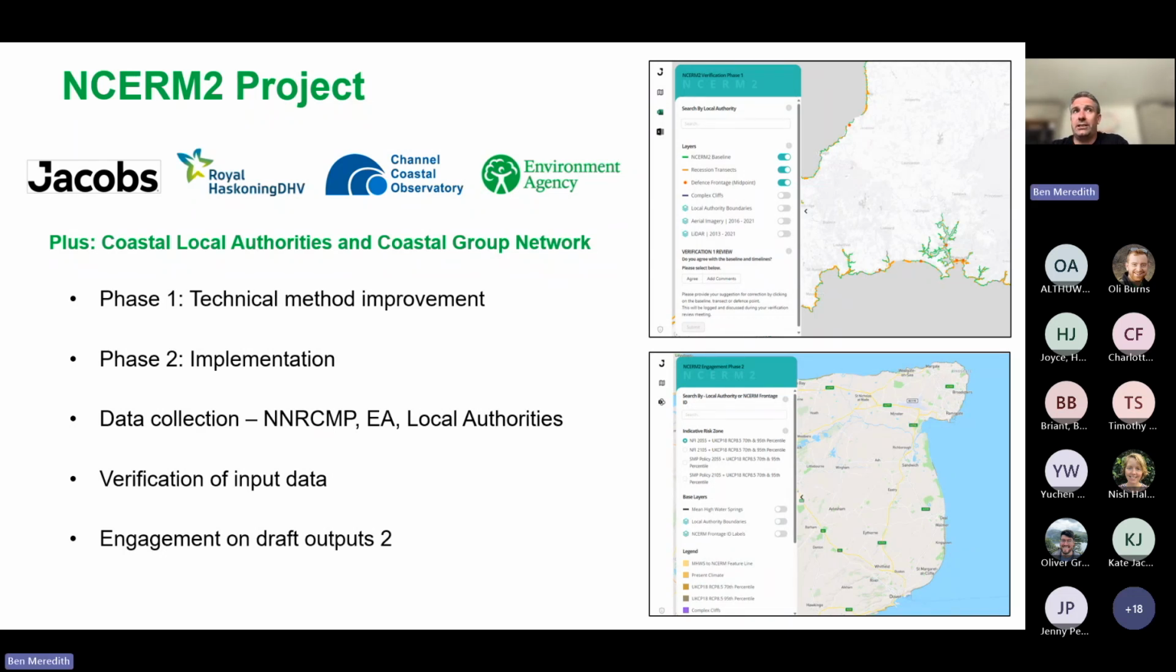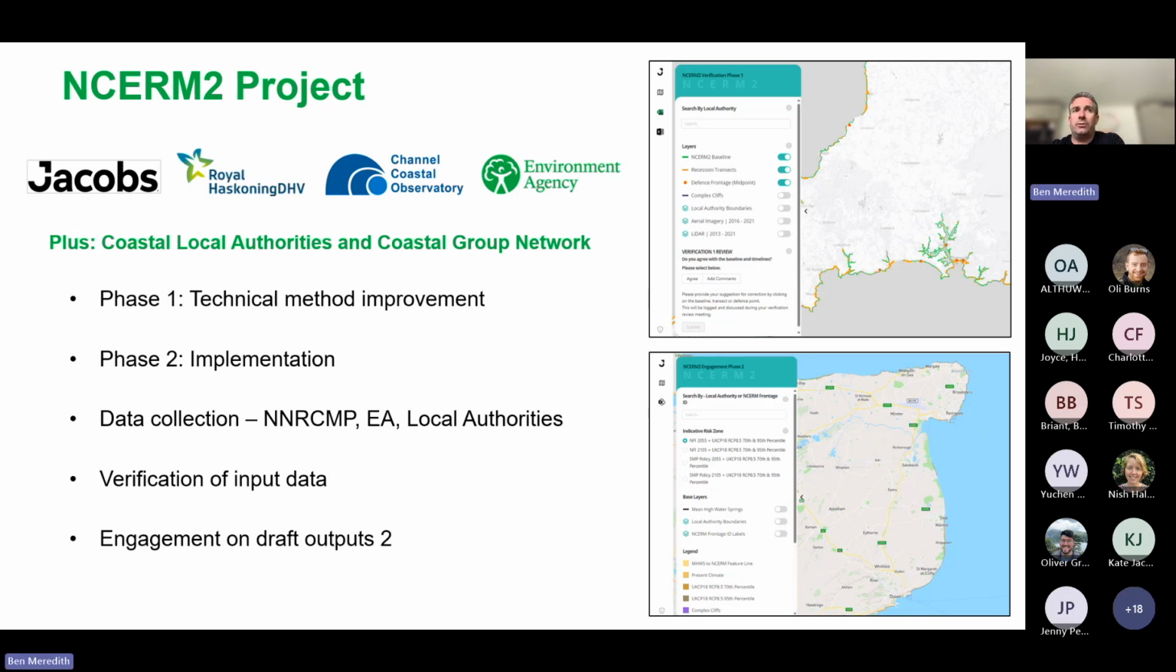We tackled the project in 2 phases of work. Firstly, exploring the new data that was available, the research and development that we could bring through, and any methodology improvements that we were also implementing at a national scale. And then during phase 2, we brought those improvements into the process and put them into action. We had extensive data collection activities, bringing in national data from the Coastal Monitoring Programme, Environment Agency data sets, and of course, local authority information.